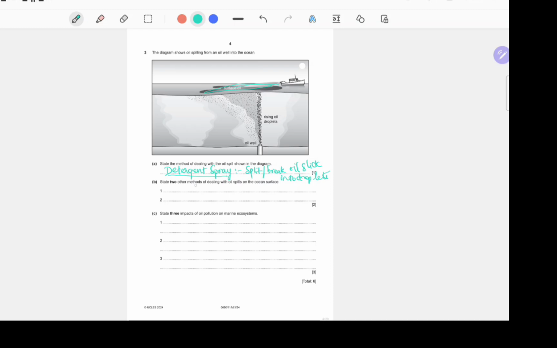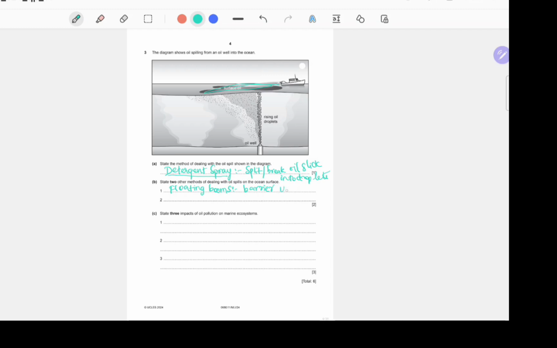B part. State 2 methods of dealing with oil spills on the ocean surface. What are the 2 methods we will use? One is floating boom. This method uses a floating barrier. A barrier will be used to surround the oil slick so that it prevents it from spreading into the outer area.